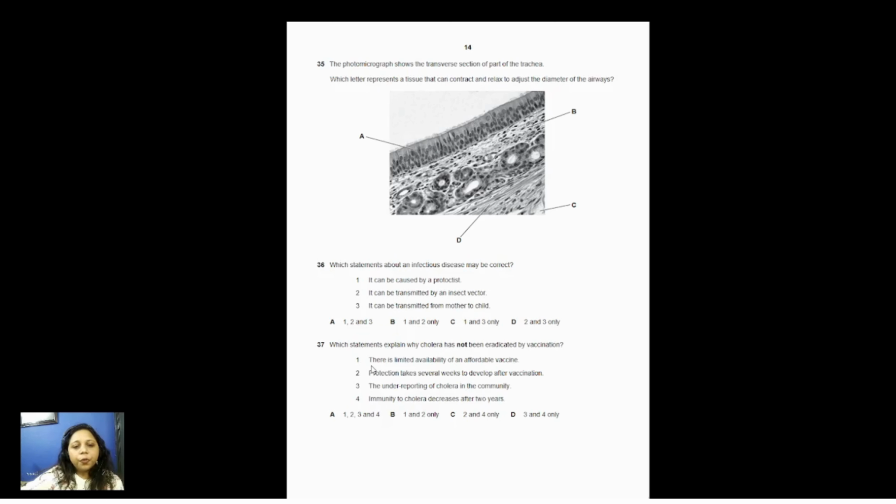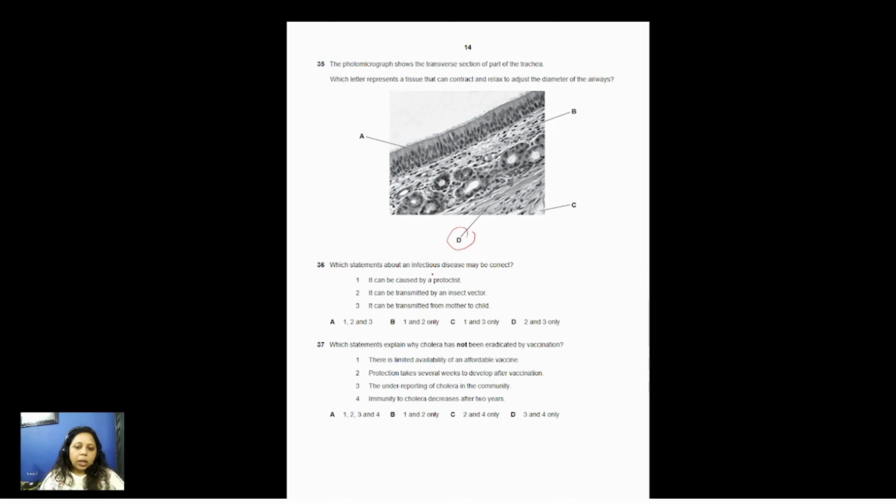Next one, the photomicrograph was seen on the transverse section part of trachea, means the windpipe. So it has the goblet cells, it has the ciliated cells, which later represent a tissue that contracts and relaxes to adjust the diameter of the pathway. So there are cartilage and muscles also present in this trachea. So what is the correct option? So this one is the elastic that controls the size.